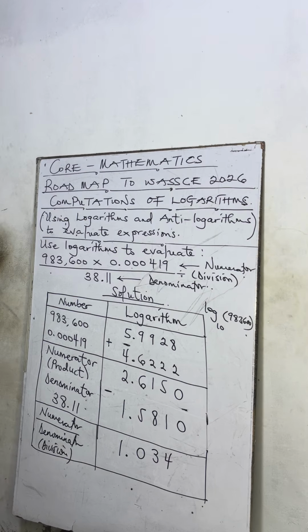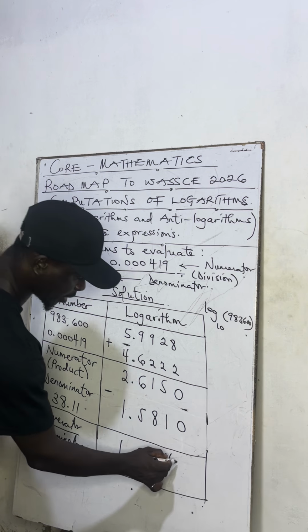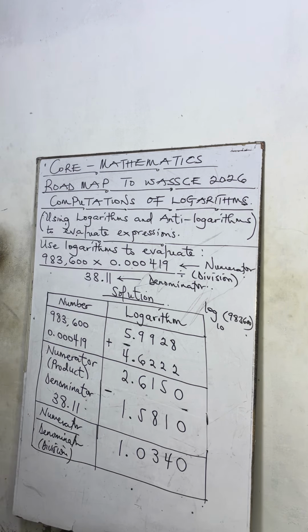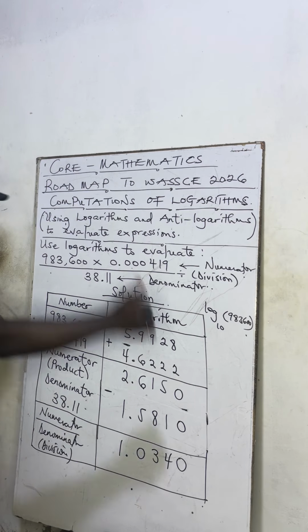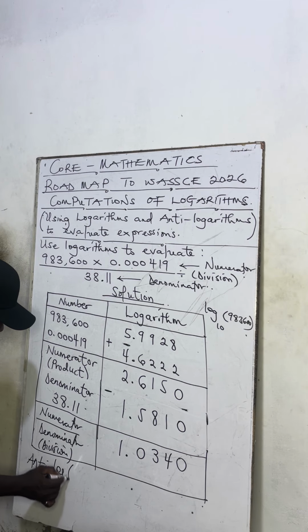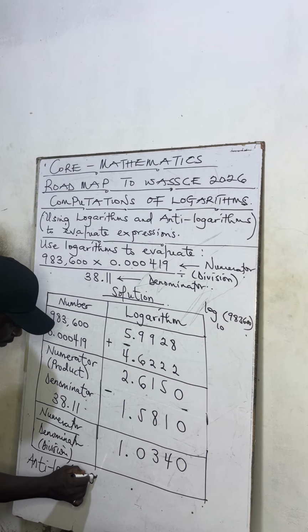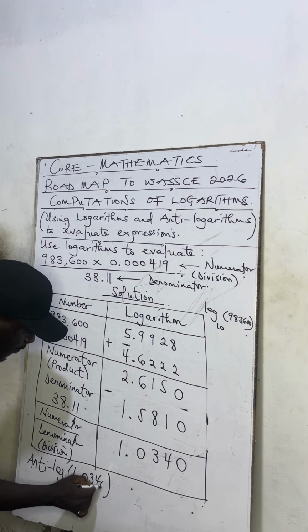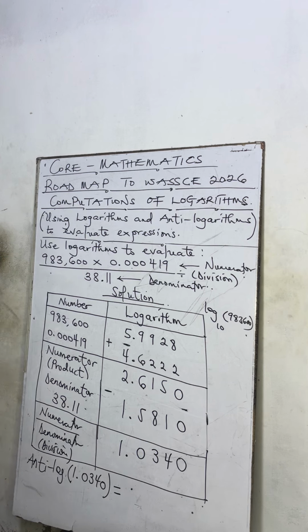So 1.034, we can bring the zero. It's nothing. 1.034. Here we have our number in logarithm. We want to get our number back, or we want to get our actual number. So we are changing from logarithm to the actual number. And what do we have to do? We have to take the antilog of 1.0340. An antilog will send you back to your actual number.